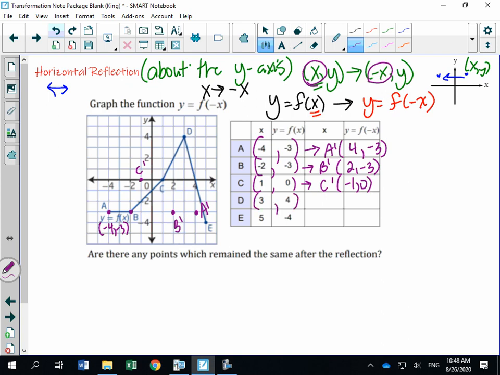Here's D, it's at 3, 4. D prime is going to be at -3, 4, which is right there. And then E is at 5, -4. E prime will be at -5, -4. So -5, -4 is E prime.